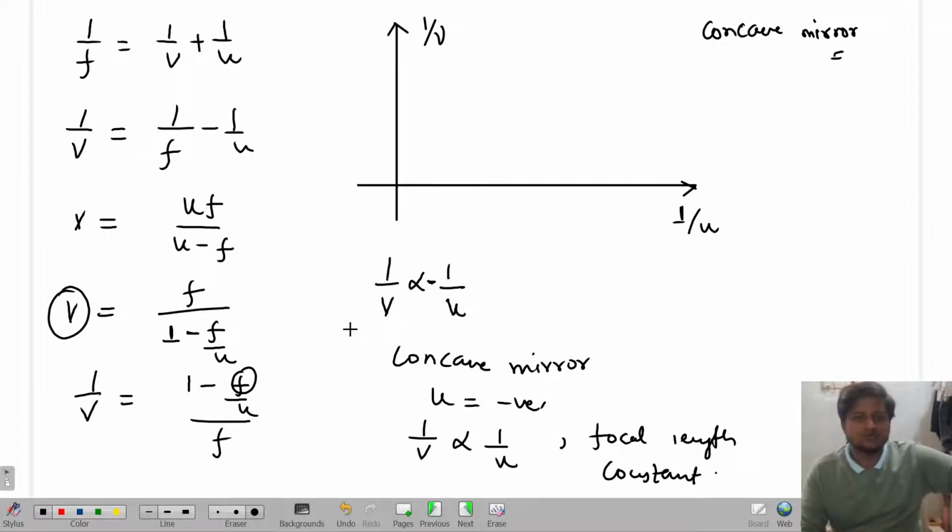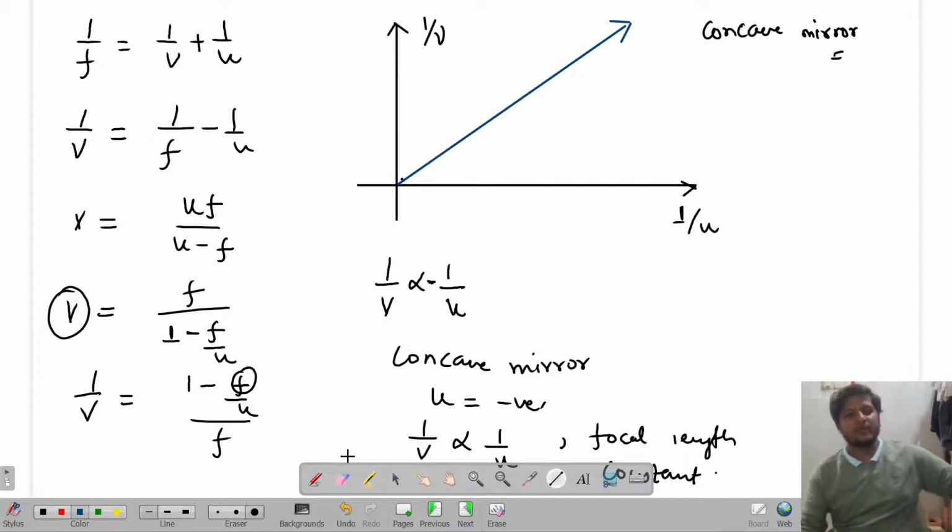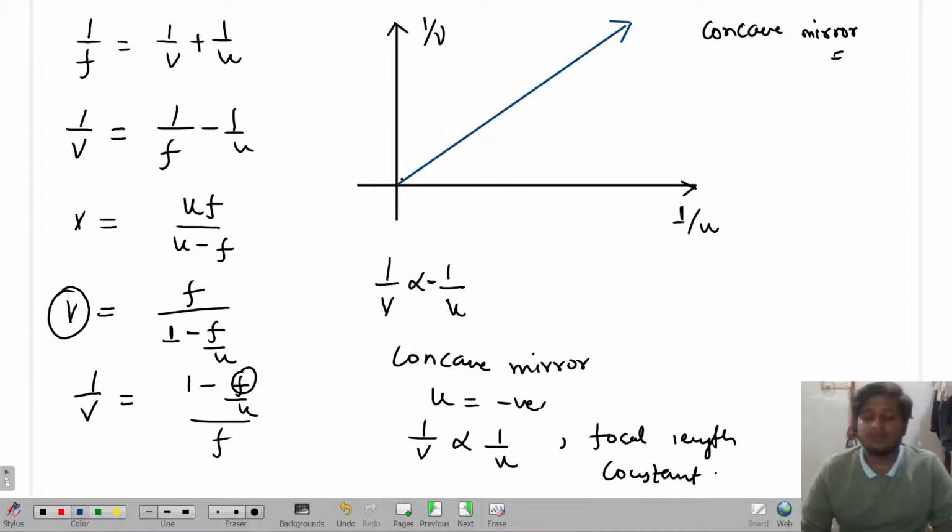So if someone asks what will be the graph of 1 by V with respect to 1 by U for a concave mirror, it will be perfectly a straight linear graph. What kind of graph, Gagan? It will be perfectly a linear graph of 1 by V with respect to 1 by U for a concave mirror.